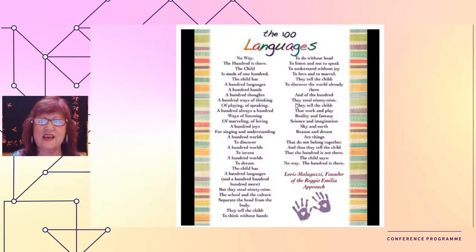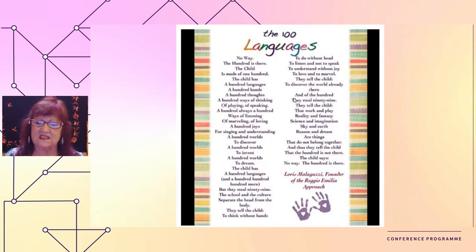The child is made of 100. The child has 100 languages, 100 hands, 100 thoughts, 100 ways of thinking, of playing, of speaking, 100, always 100 ways of listening, of marveling, of loving, 100 joys for singing and understanding, 100 worlds to invent, 100 worlds to dream. The child has 100 languages and 100 more.